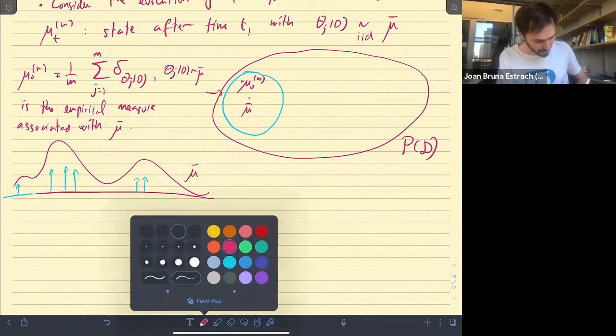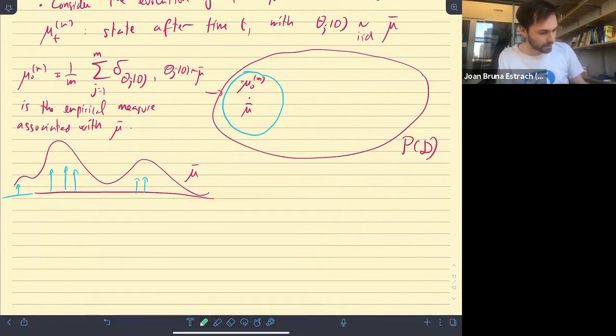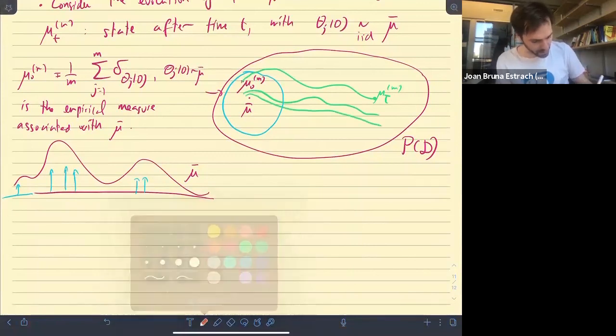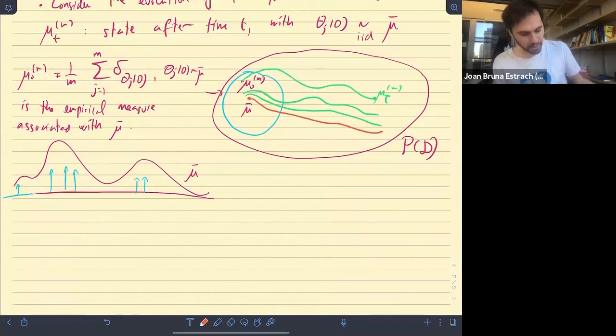But now I'm going to consider dynamics. At any initialization, I can just draw the trajectory of the system. This would be now mu at time t with the corresponding initial condition. So the natural question is, what happens as m grows? Do these trajectories, as m keeps increasing, get closer and closer? There's one trajectory here that might be interesting, which is the mean field trajectory, the trajectory when instead of starting from the initial empirical measure, I start from mu bar. That's the trajectory that you see here.